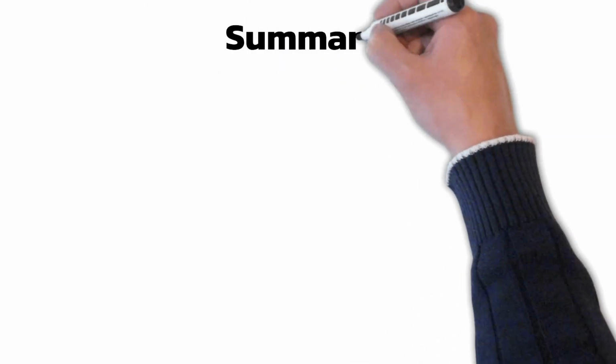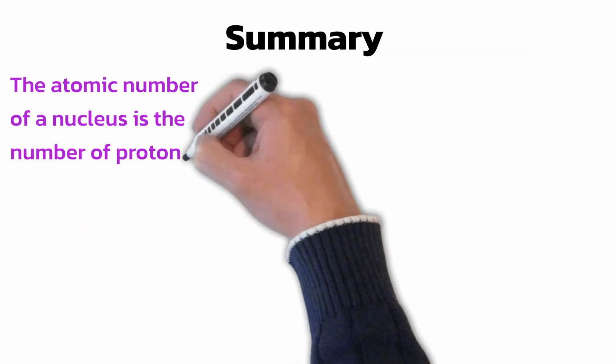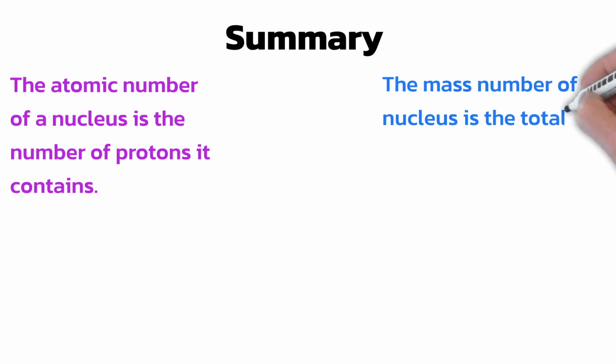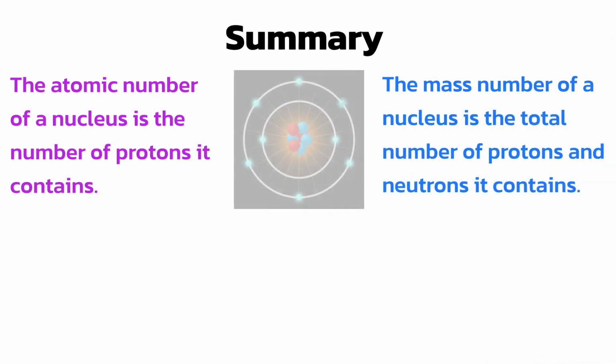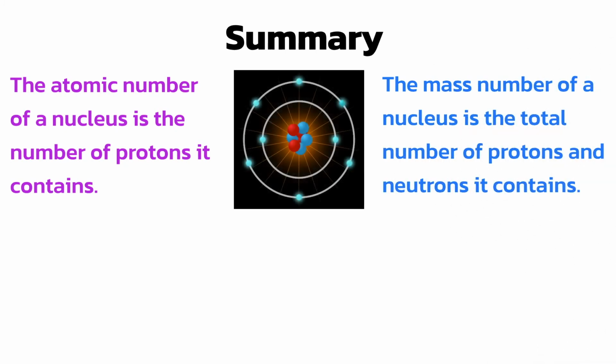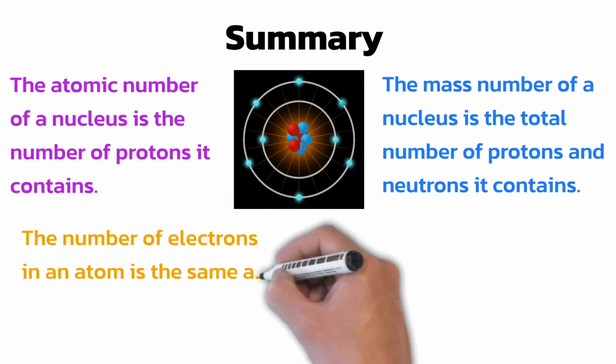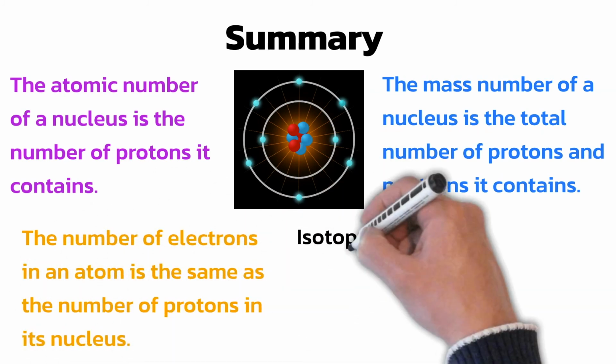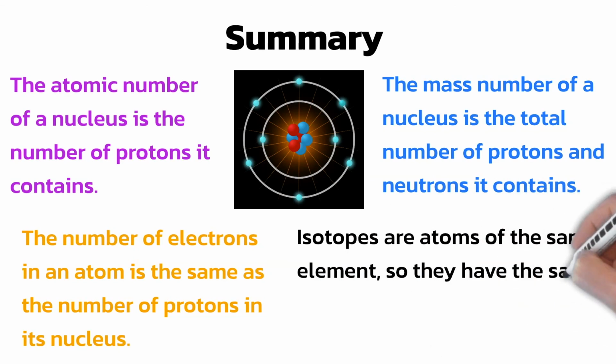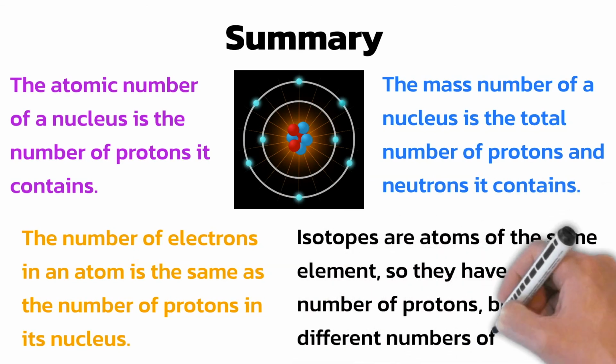To summarize, the atomic number of a nucleus represents the number of protons it contains. The atomic mass is the total number of protons plus neutrons in the nucleus. And the number of electrons in an atom is the same as the number of protons. Finally, isotopes are atoms with the same number of protons but a different number of neutrons.